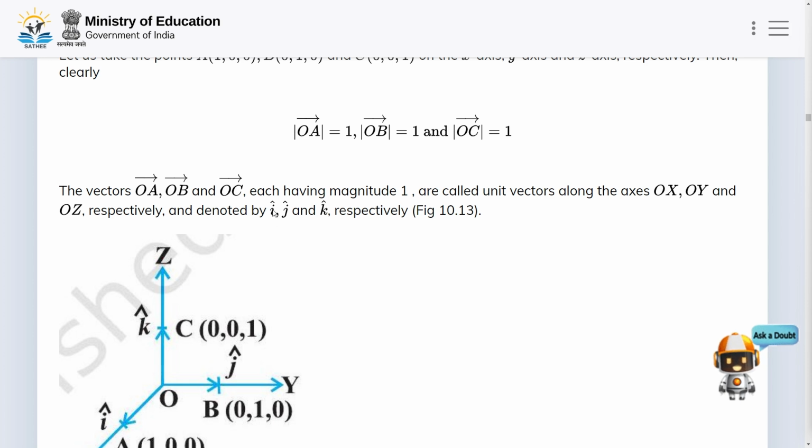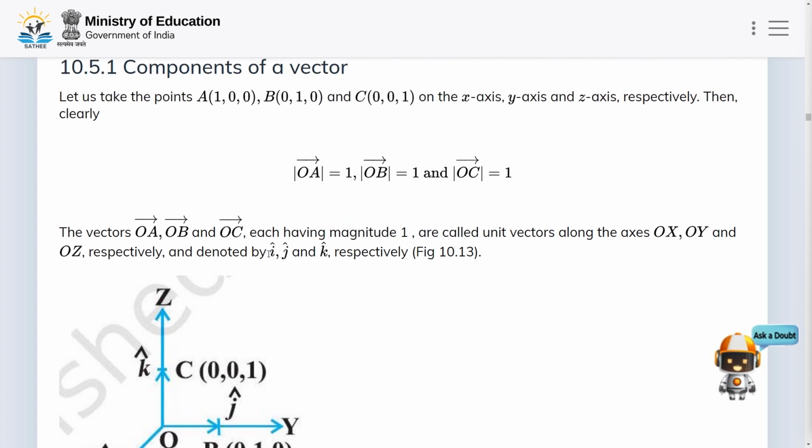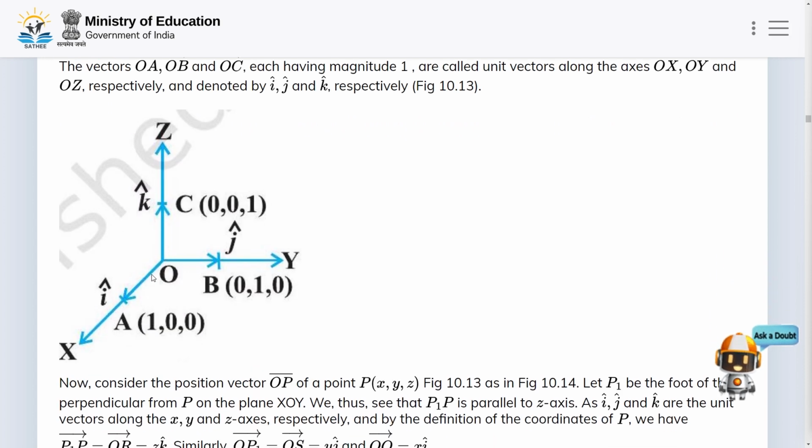Clear? So vector OA we are representing by i hat, OB by j hat and OC by k hat. The magnitude of i hat, j hat and k hat will be 1, so that's why we are calling them unit vectors. As you can see, i vector will be along the x-axis, j vector along the y-axis, k vector along the z-axis. Having magnitude 1, that's why we are naming them as unit vectors.